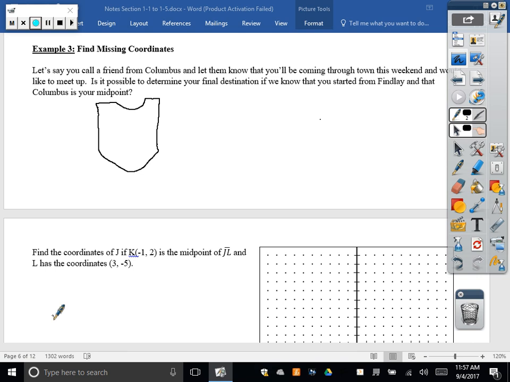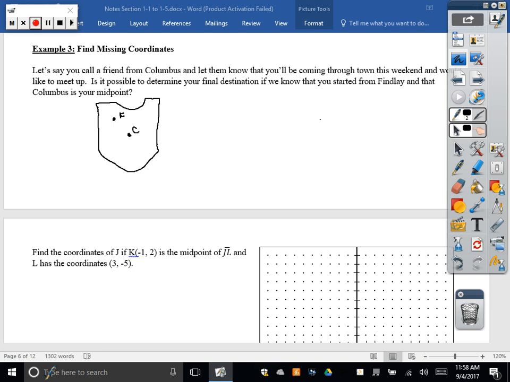All right. I hope you can see it. That's Ohio. Okay? And let's say that Columbus is down here, and that Findlay is up here. Okay, so I'm going to put F here, and C here. Okay?